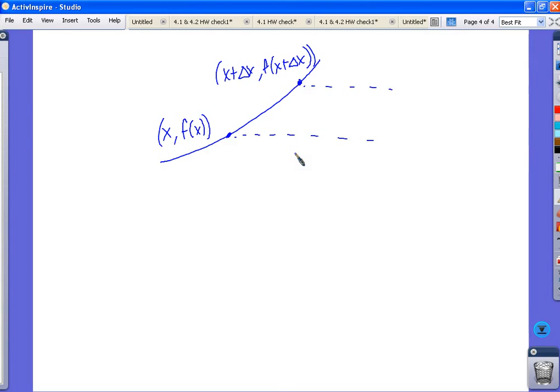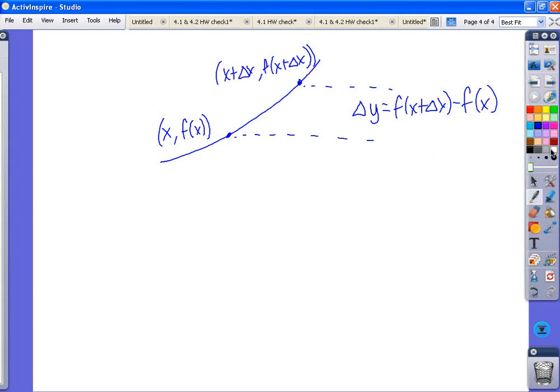Just subtract one value from another. That gives you a difference. That's exactly what the difference is. So delta y is equal to f of x plus delta x minus f of x. You take this value up there, subtract this y value here, and you'll have just the distance between the two. The difference between those two values. We can approximate that value if we have a tangent line.